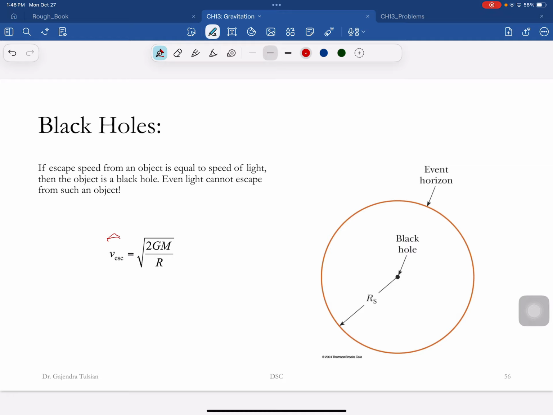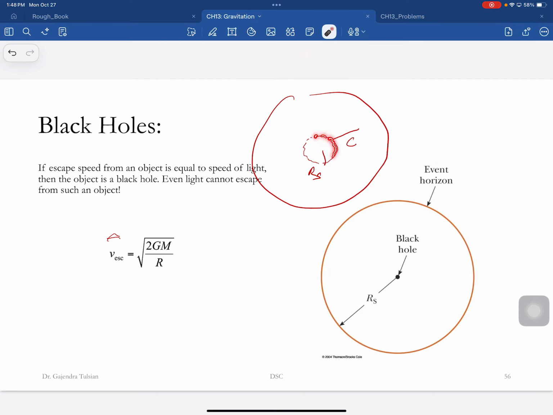So let's say here's an object. If you squeeze the object within a radius such that the escape velocity is c, the speed of light, this is called the Schwarzschild radius. If you squeeze the object within this radius, it will become a black hole. Once you squeeze it past this radius, there's no stopping. That matter will collapse to a central point.